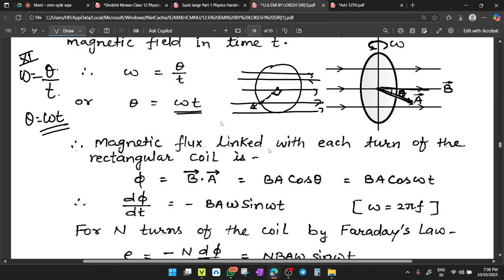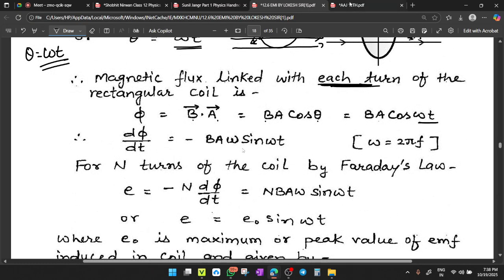Now, magnetic flux linked with each turn of the rectangular coil. What is the value of phi? Phi is equal to B dot A, equal to B A cos theta. Here we have considered the number of turns equal to 1, as I am talking about each turn. So B into A cos theta, and theta is equal to omega t, so cos theta is cos omega t. So here phi is equal to B into A cos omega t.